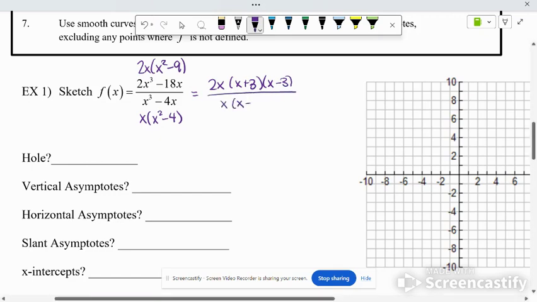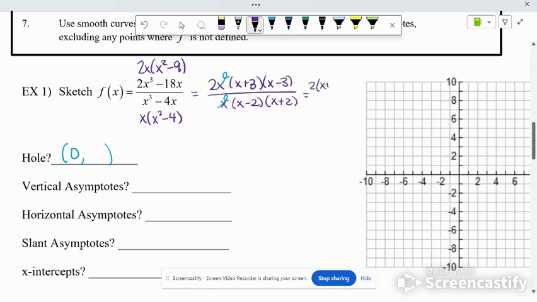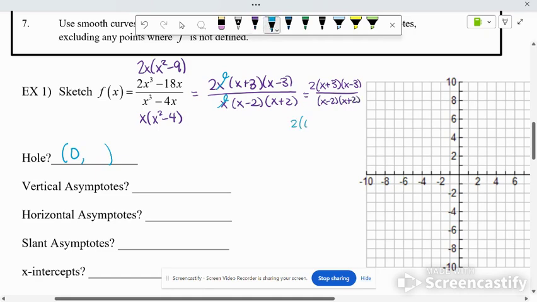And so as we're looking at this, we first want to reduce out any holes. I am noticing here that x is a factor in both the numerator and the denominator. So yes, there is a hole, and that is when x is 0. So to find the y value of my hole, I am going to rewrite everything after I have reduced the hole out of it. And then I'm going to plug in 0 for x. So I get 0 plus 3 and 0 minus 3 and a 2 in the numerator, and a 0 minus 2 and a 0 plus 2 in the denominator.